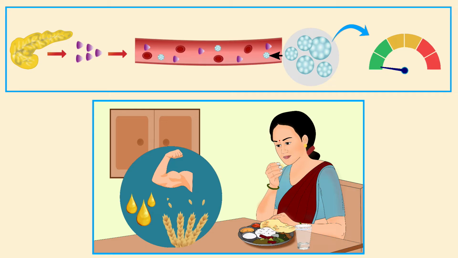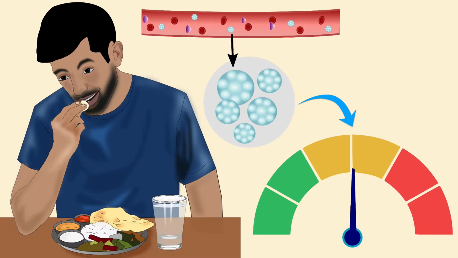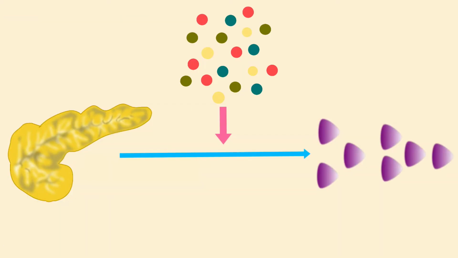There are several factors which stimulate the release of insulin. The most important factor is the level of glucose in the blood. Remember that glucose level increases on eating food. Presence of food in the intestine causes a release of various gut hormones. This also affects the release of insulin.